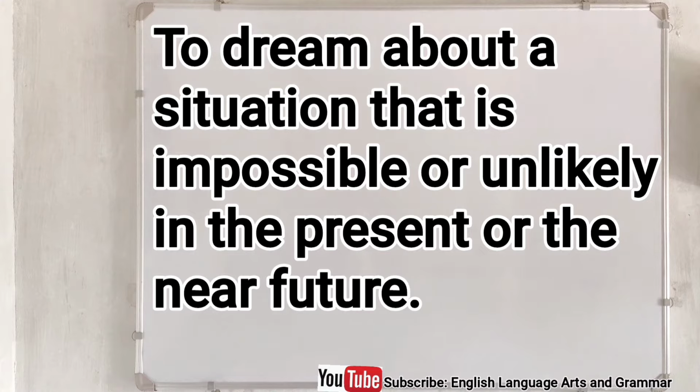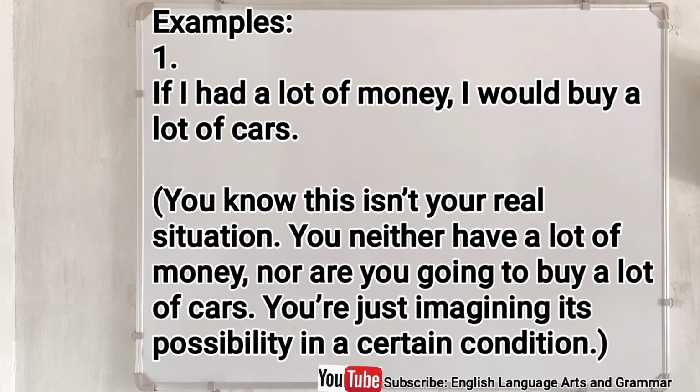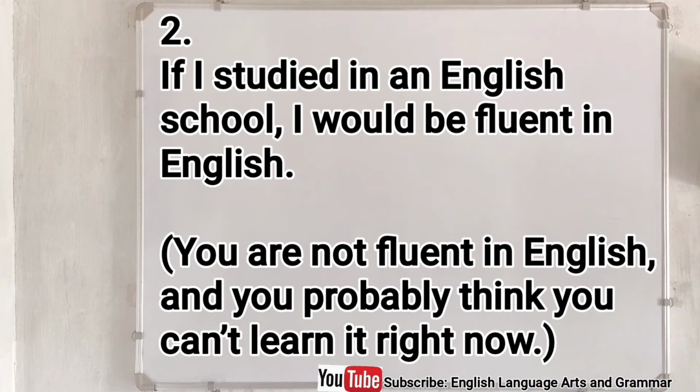the near future. Using type 2 conditional sentence is a way to think about something that is not real or possible for you. Let us see some examples of it. If I had a lot of money, I would buy a lot of cars. Example 2. If I studied in an English medium school, I would be fluent in English.